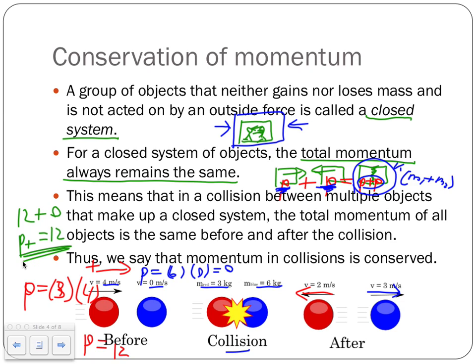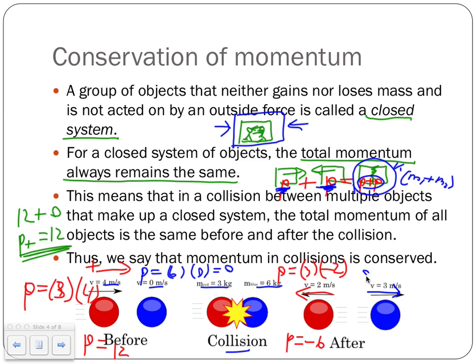Let's look at our red ball afterwards. The momentum of the red ball afterwards would equal its mass, which has not changed. It's still going to be 3 kilograms, times the velocity of the red ball. In this case, the red ball is going 2 meters per second, but to the left, and so it would have a velocity of -2. When we solve that, the red ball after would have a momentum of -6 kilogram meters per second. Now the next thing to talk about is our blue sphere.